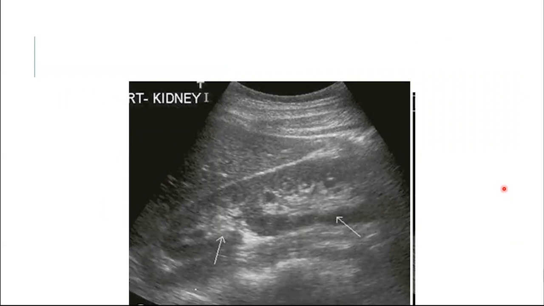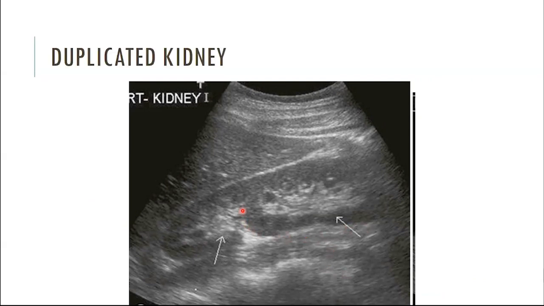Thoughts on this image? I think what I'm hearing is a duplication, right? So this is actually a duplicated kidney. You've got one renal pelvis here and a second renal pelvis here. You would see this in children coming in with a UTI, a pyelonephritis type picture. They're at high risk for that. This is a duplicated kidney.